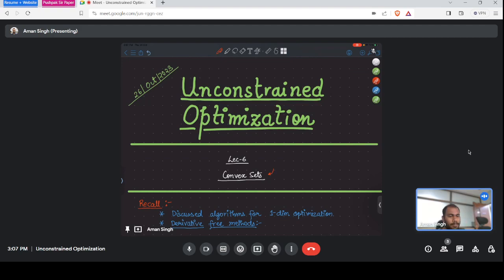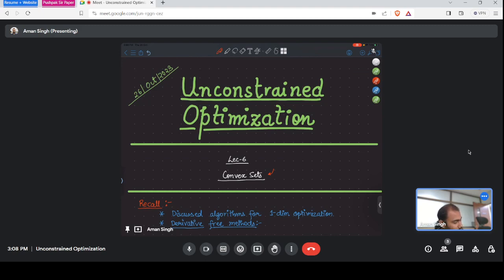Why are we discussing convex sets? It is because convex functions are a very important class of functions, very useful in optimization theory. Convex functions have some special properties which make it easier to optimize them, and it is much easier to learn the theory of optimization using convex functions. So before learning about convex functions, we would like to know what convex sets are.